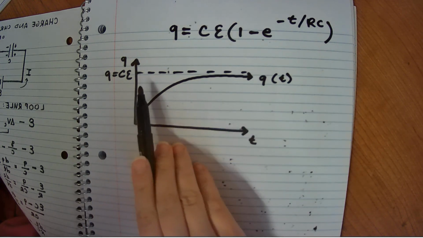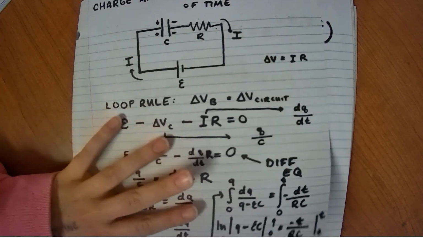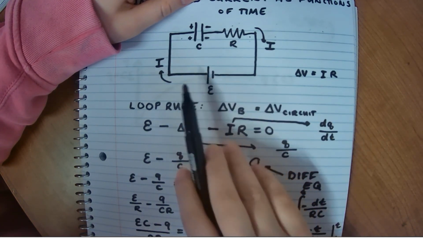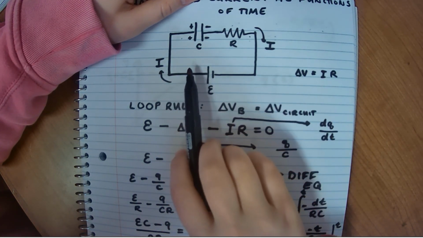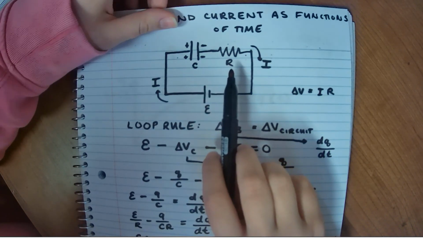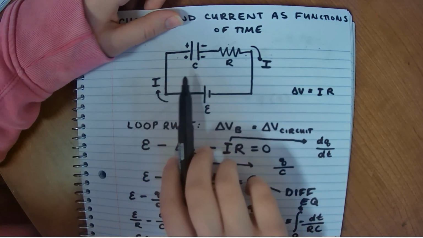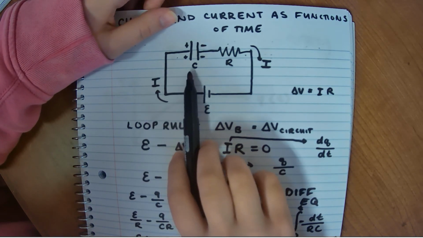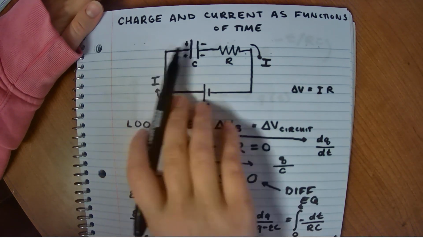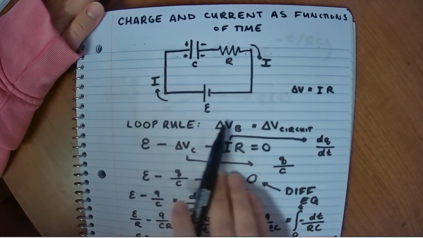And so that's really interesting. You can see that as time passes, the charge will increase until it's approaching the capacitance times the EMF. And so that's what we know about charge as a function of time in this type of circuit.